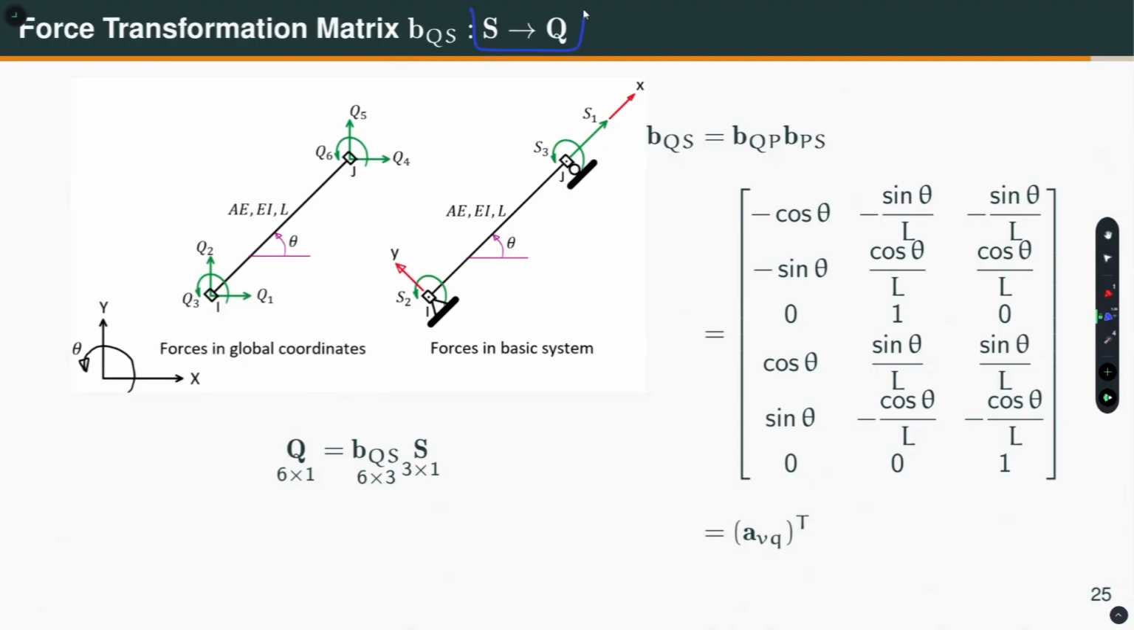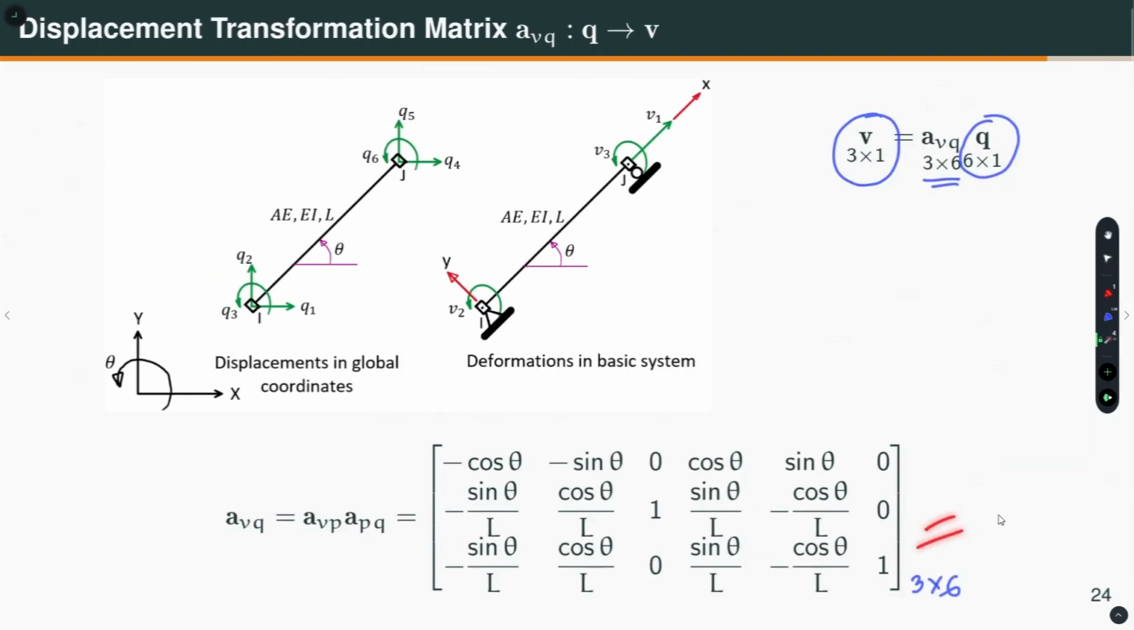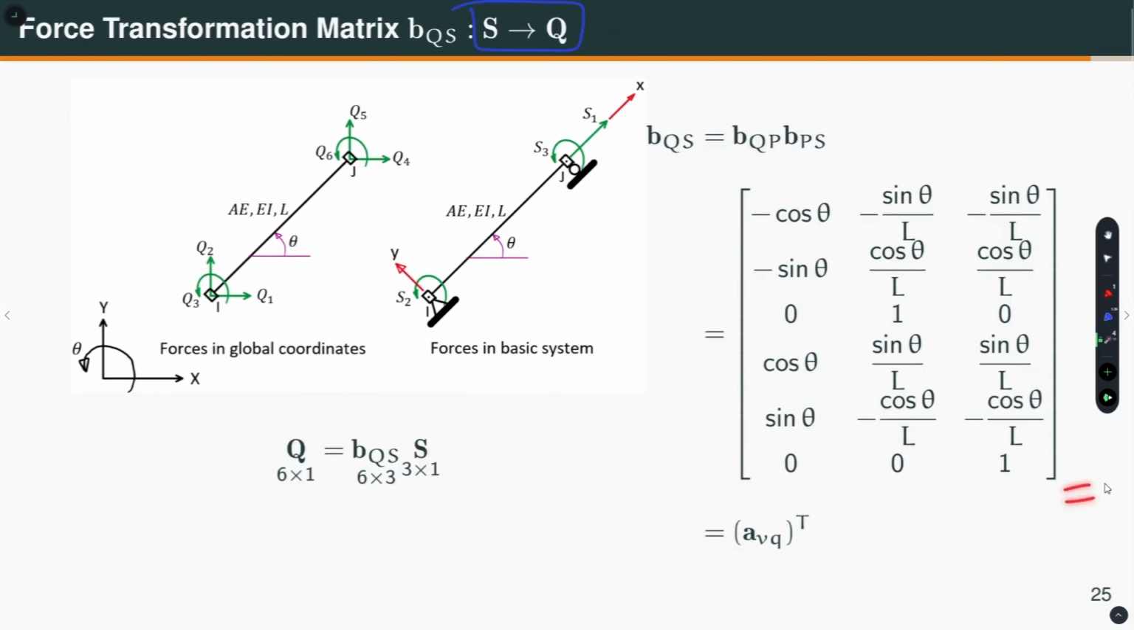I can directly go from S to Q through this transformation matrix BQS, which is easy to show is equal to BQP into BPS. I have already derived BQP and BPS. If you just take the product, this is the transformation matrix you would get. And it is easy to see, going back one slide, that this and this are transpose of each other. Okay. So, BQS is AVQ transpose, as simple as that.